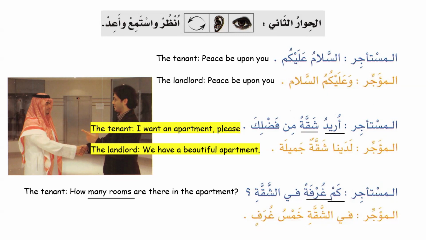So Al-Mu'ajjir says, في الشقة خمس غرف. There are 5 rooms in the apartment. في الشقة, so as you can see here, the apartment. خمس غرف. The غرف is basically the plural of غرفة. So غرفة is واحد, and the plural is غرف. There are 5 rooms in the apartment.